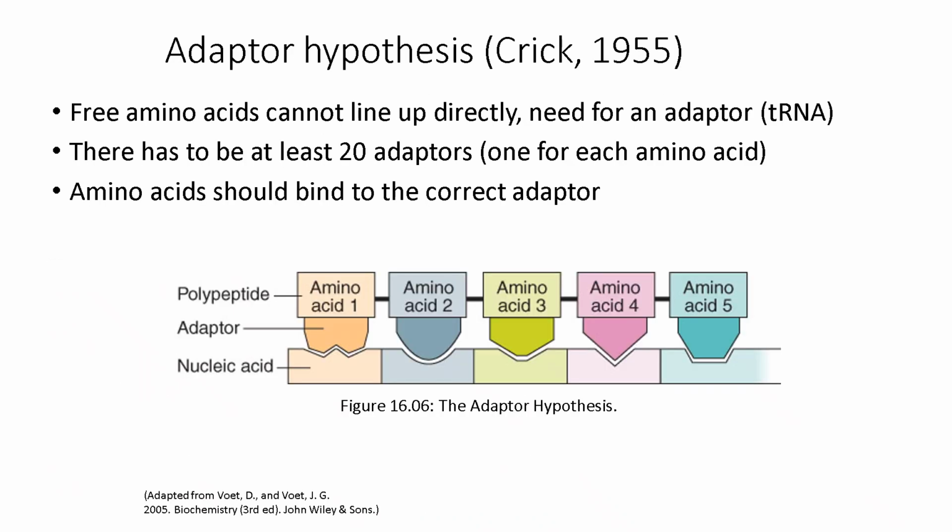The adapter hypothesis, proposed by Francis Crick in 1955, suggested that free amino acids cannot align directly with mRNA codons. Instead, an adapter, tRNA, is necessary. Crick predicted there must be at least 20 different adapters, one for each amino acid, and that each amino acid must be loaded onto the correct tRNA. This concept laid the groundwork for understanding how tRNA reads the genetic code.